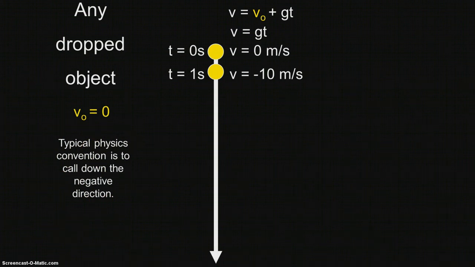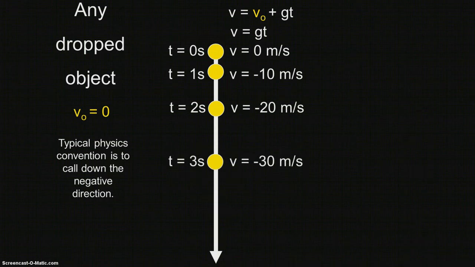So if an object speeds up at 10 meters per second every second, that means after 1 second it's negative 10, after 2 seconds it's negative 20, after 3 seconds it's negative 30, and we can just use this equation to figure out what the velocity is at any time. Again, with the initial velocity being 0, we can just ignore that term and use this equation. So after 4 seconds, an object in free fall would have about negative 40 meters per second, using that approximation of 10 meters per second every second.